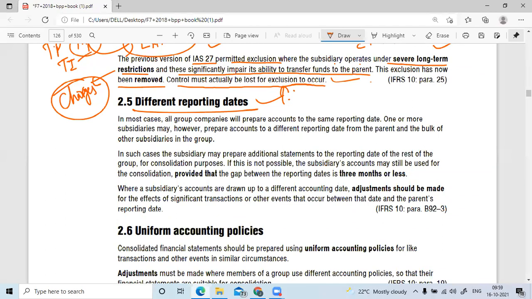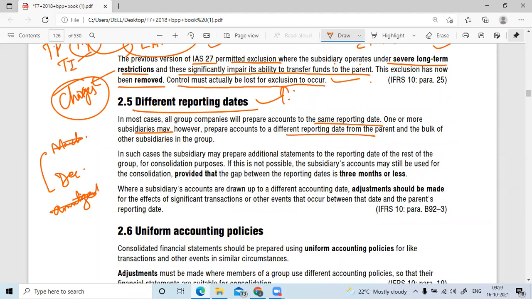Interim. See, all the group companies will prepare accounts to the same reporting date. One or more subsidiaries may, however, prepare accounts to different reporting dates. For example, some companies closing books in December, some in March. So they have to make it annualized. What is that?